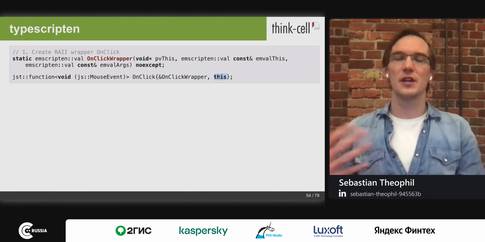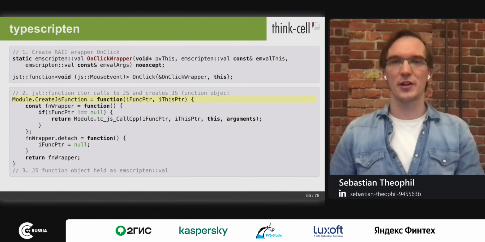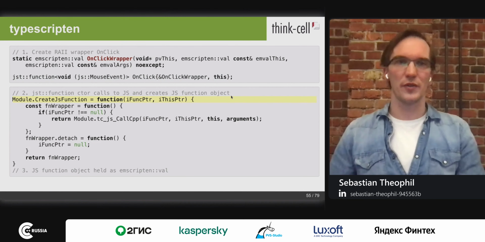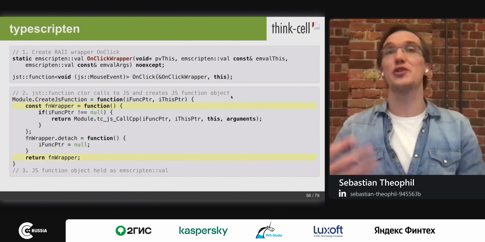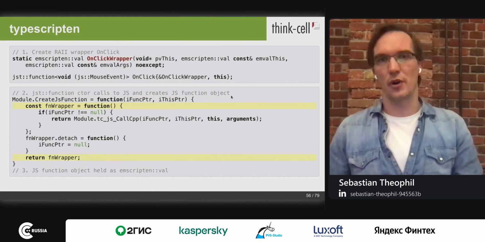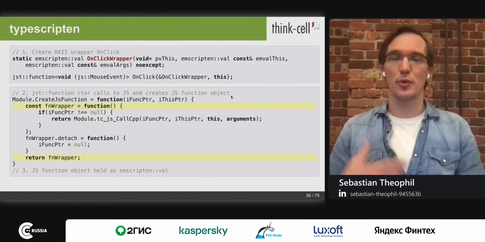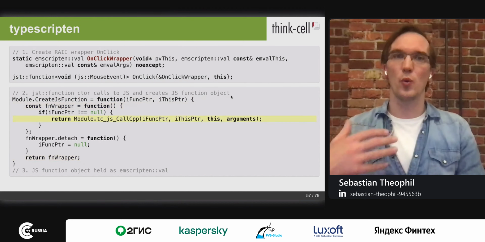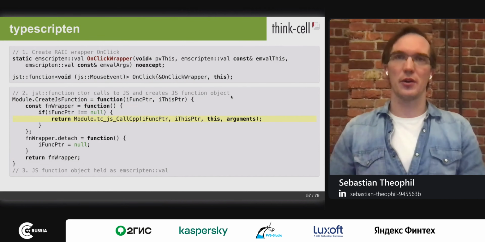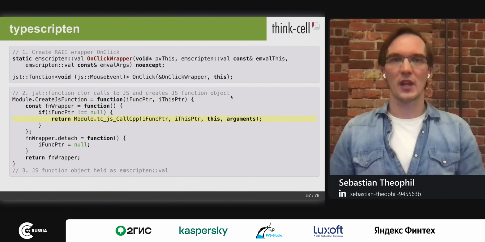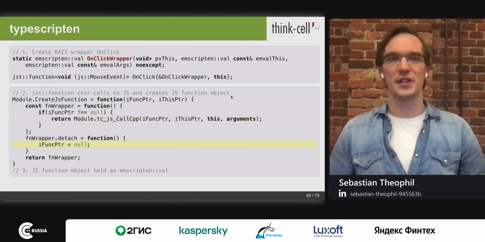And now it calls into JavaScript. It calls a JavaScript function and passes the function pointer and the this pointer to JavaScript. Then it creates the JavaScript function object that will be actually registered as a callback to our button, for example. That JavaScript function object captures the function pointer and the this pointer. And when it is called, it will pass them back into the C++ world together with the actual arguments of the call.